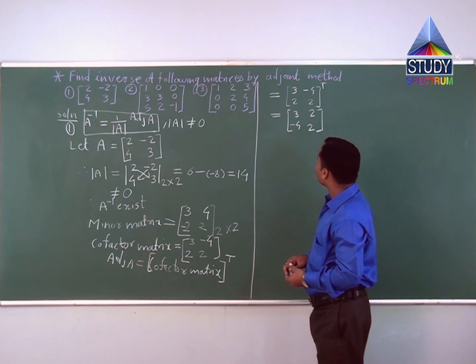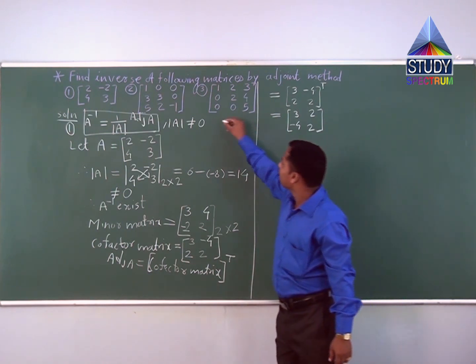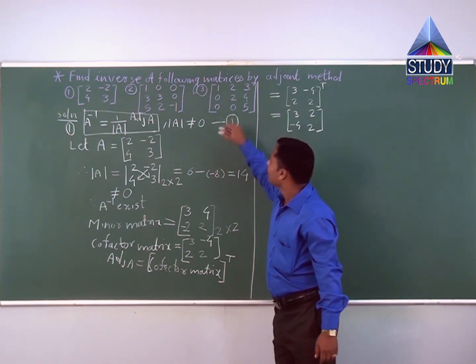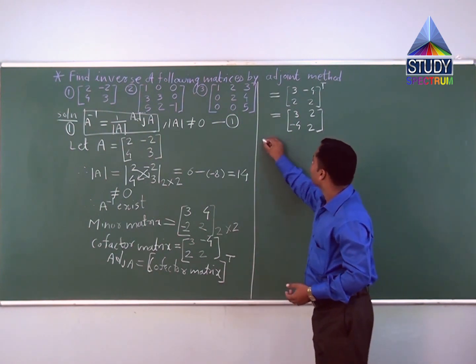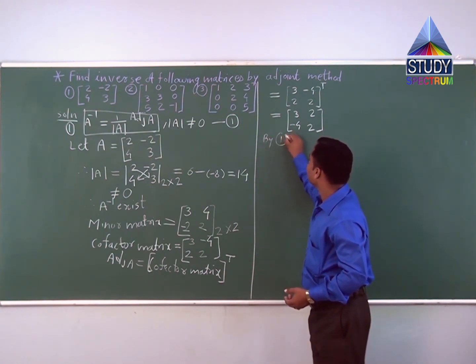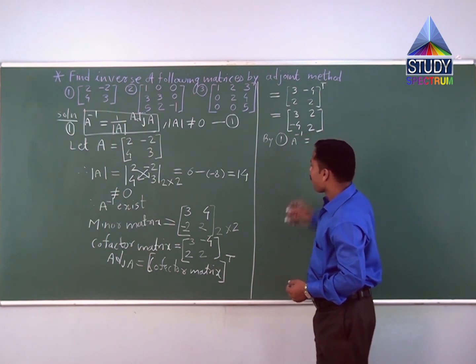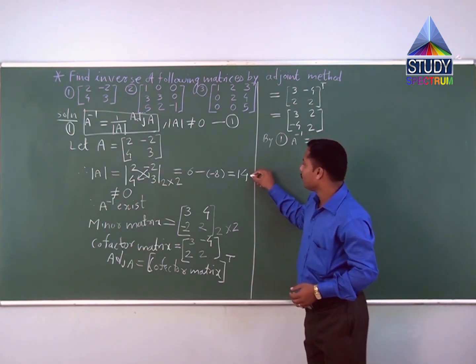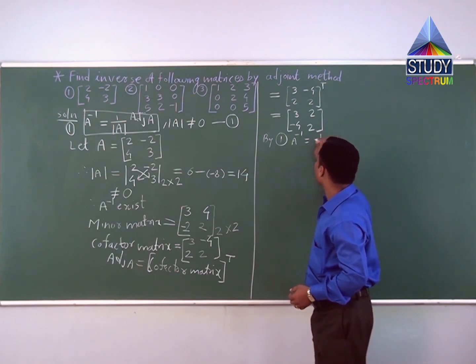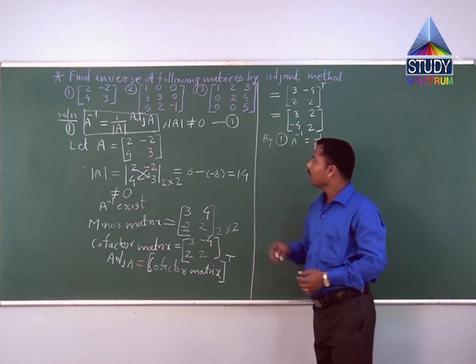So this is our adjoint of A. By using this formula, A inverse equal to 1 upon determinant A. So determinant is 14, 1 upon 14.